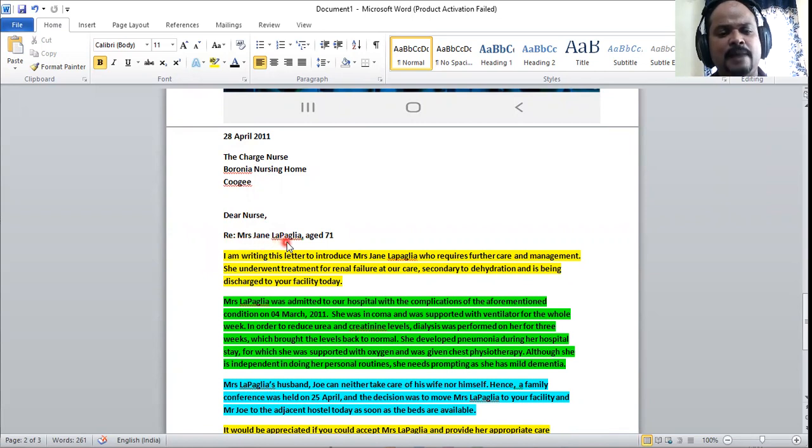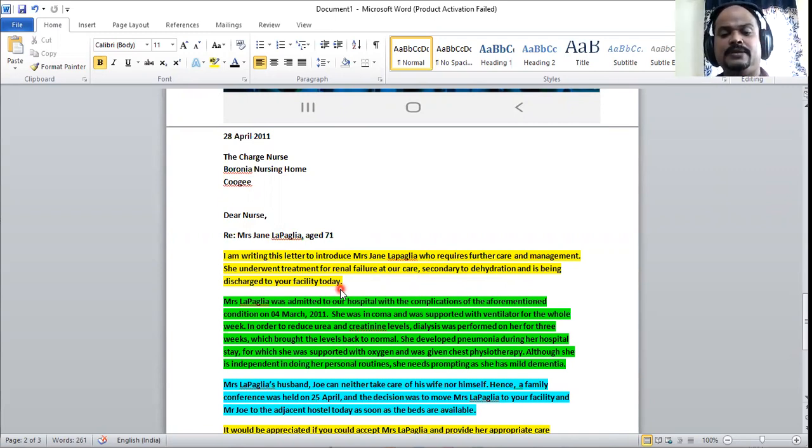Reference: Mrs. Jan Lapaglia, aged 71. I'm writing this letter to introduce Miss Jane Lapaglia, who requires further care and management. She underwent treatment for renal failure at our care, secondary to dehydration, and is being discharged to your facility today. So we have not written pneumonia, dementia, all the diagnoses. They are included in the body paragraph.